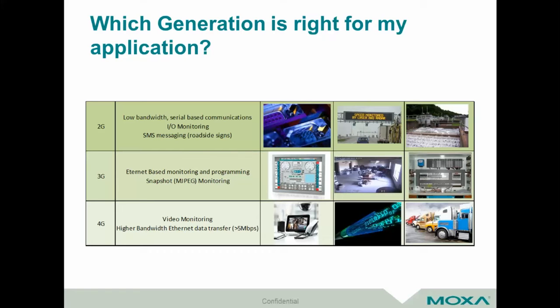So when we talk about really needing the 4G or LTE speeds, this is true video monitoring. If you have high resolution video, for example, a surveillance camera at a remote location that you need to constantly stream over a cellular connection, LTE would really be the way to go because you're going to need the bandwidth that's available with that communication technology.